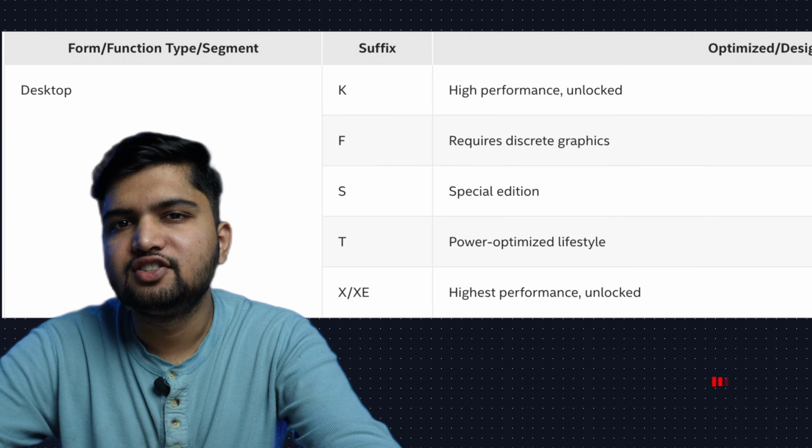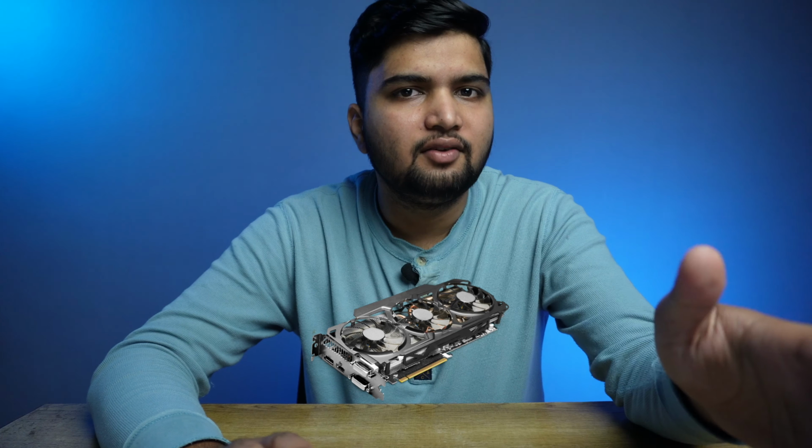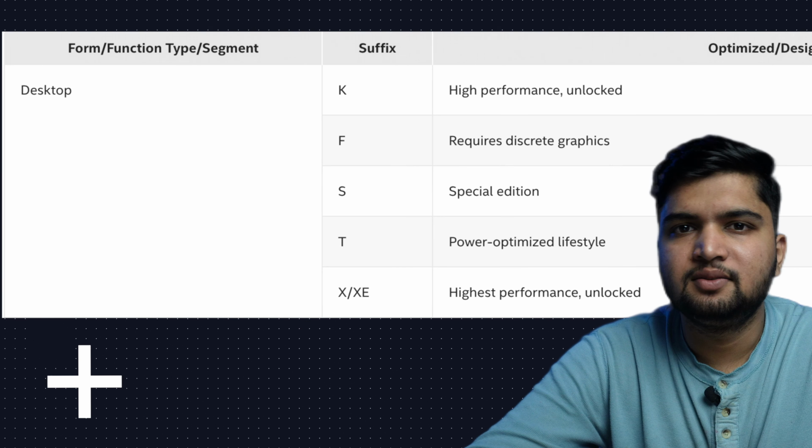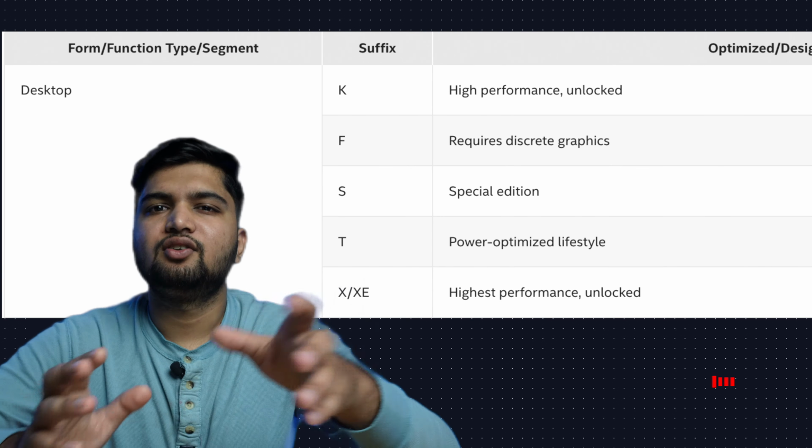The letter F denotes that your system does not have any integrated graphics. Unless and until you buy an external graphics card, you cannot even play a video. S, as the name suggests, is a special edition CPU. T is somewhat a rare processor, which is a combination of power and efficiency, but it is rarely used. Well, X and XE are the highest performance and unlocked processors for desktop.